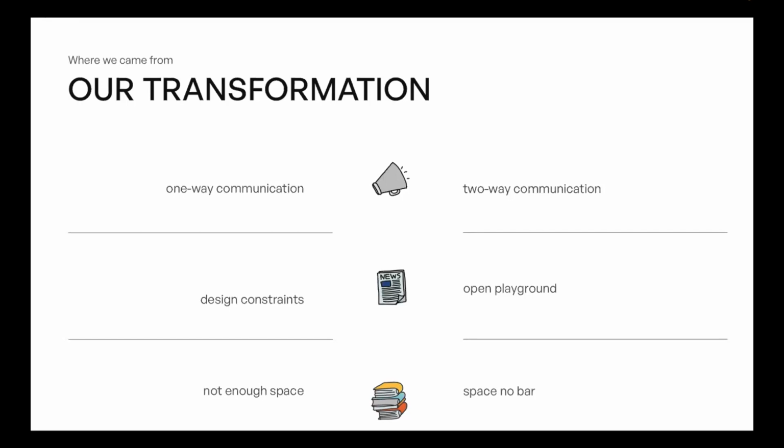Another thing is it's an open playground, so we are not limited to the design constraints that we had. You can ask any kind of query. We have also addressed the issue of space, because in a mobile UI you have to fit everything on the mobile. Here, you are limited only by your own imagination.